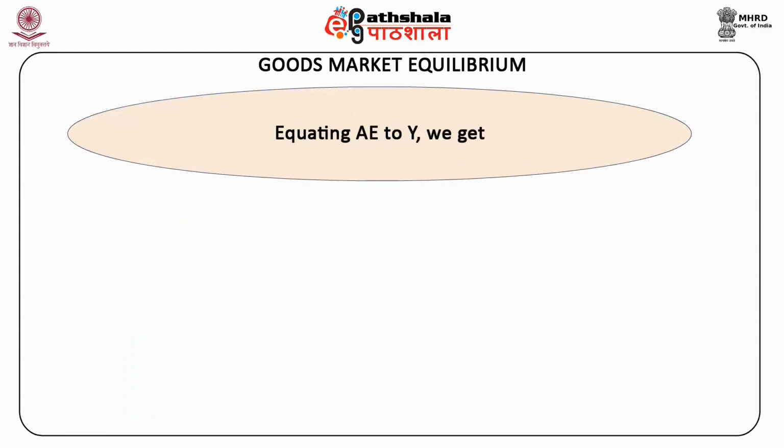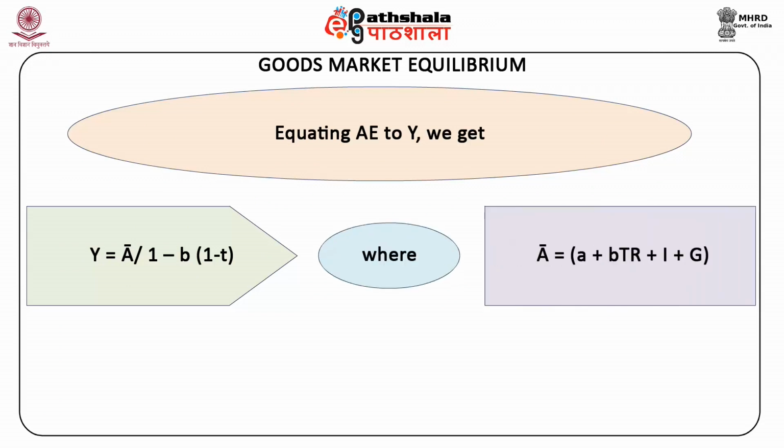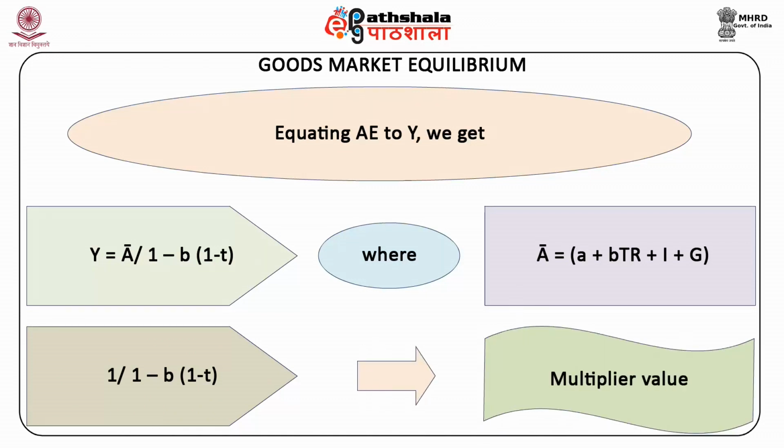By equating AE to Y and using disposable income in the consumption function, we get Y = A bar / (1 - b(1 - t)), where A bar includes A + bTR + I + G, which is the sum of autonomous consumption, investment, transfer payments, and government spending. The term 1 / (1 - b(1 - t)) is the multiplier whose value is determined by the propensity to consume out of disposable income, that is b(1 - t).